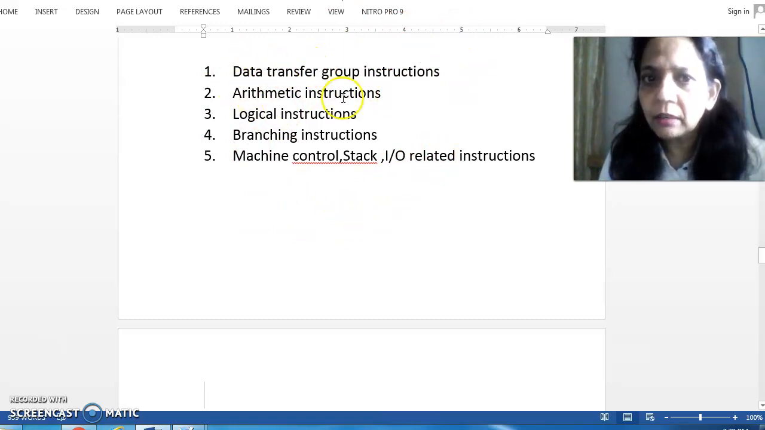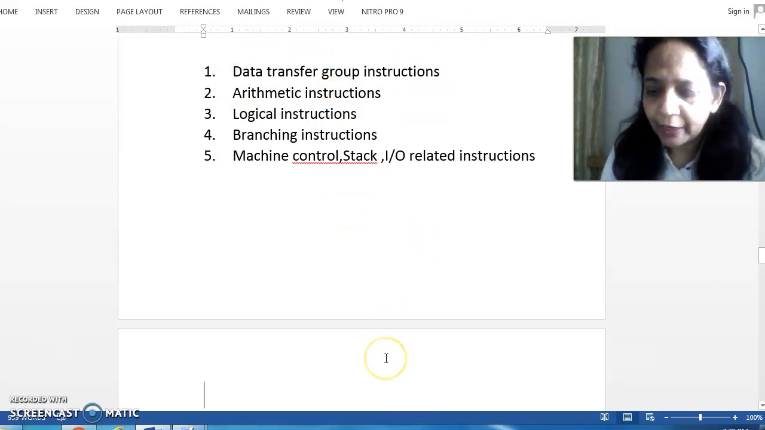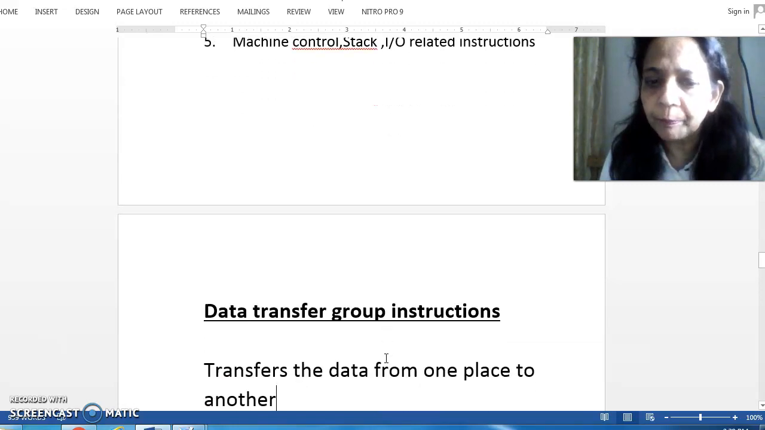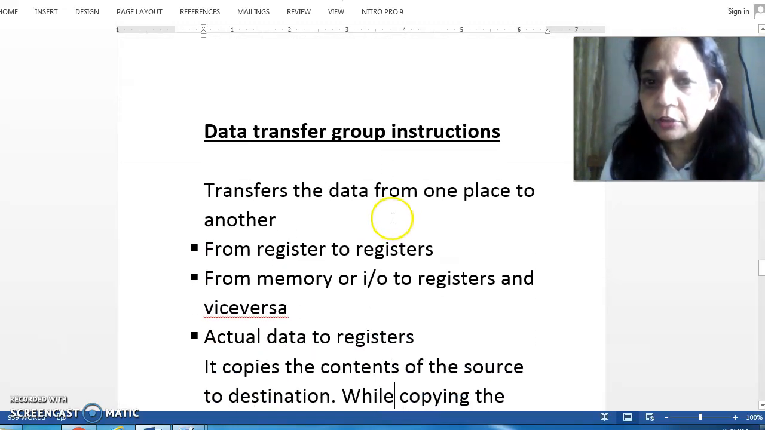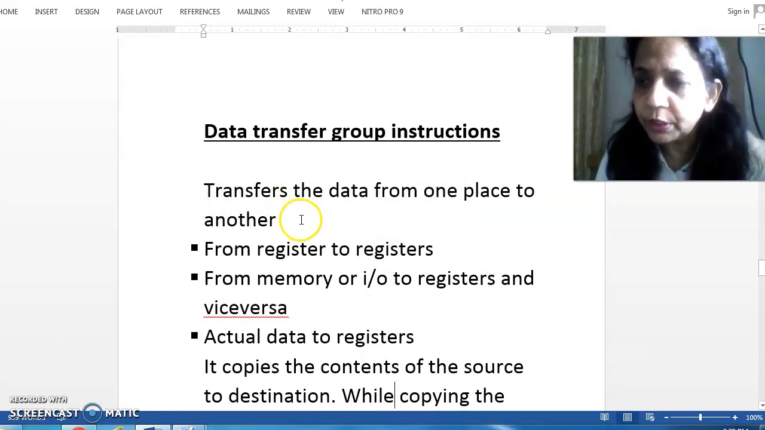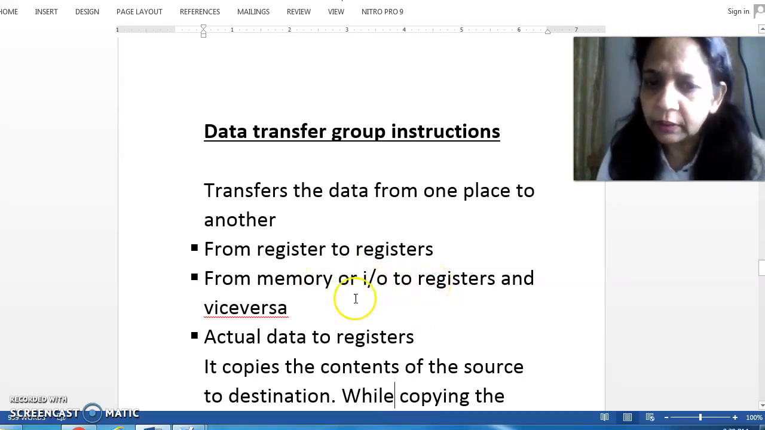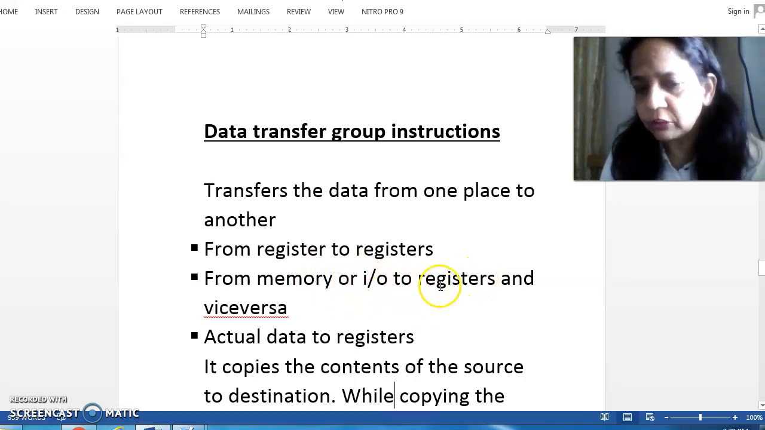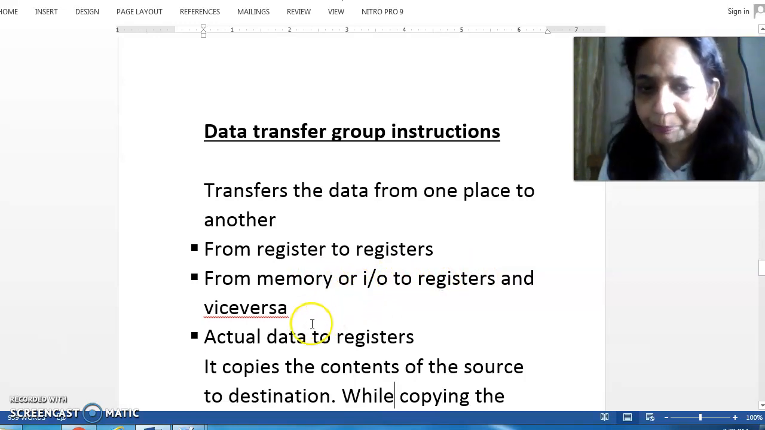Now what does the data transfer group instruction do? Actually I will give you one example of each group, and then you will come to know. Data transfer group instructions transfer the data from one place to another. Now which is that place? Register to register, or from the memory to the register, or input or output devices to the registers, and vice versa, that is from registers to memory also, or registers to the output devices also.